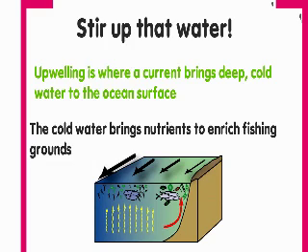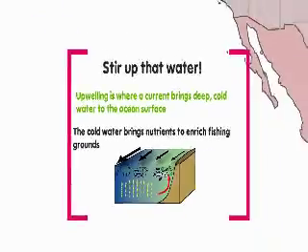And by stirring up the water, you make it so just the bottom feeders don't get all the food. Most fish are swimming up in the upper layer because it's warmer up there. And so by bringing those nutrients, that makes for great fishing, which also helps to regulate the amount of organisms in the oceans and things like that.